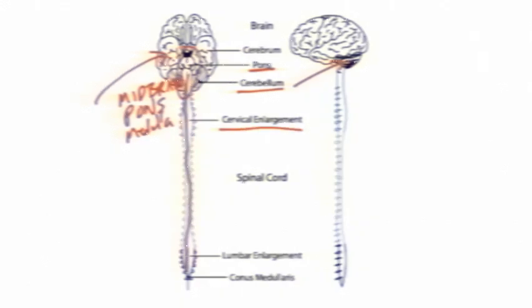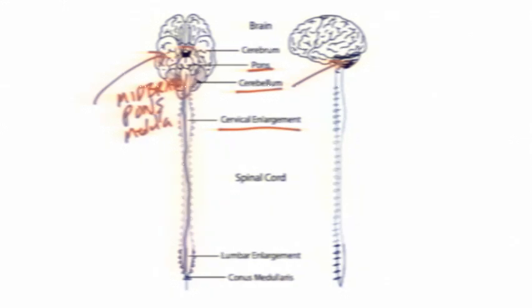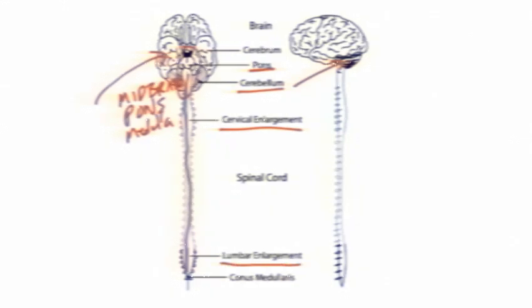You have a cervical enlargement because there's a lot of nerves that are going to the upper extremities. And then here in the lumbar region, you have the lumbar enlargement because there are a lot of nerves that are going to the lower extremities. At the very end, you've got the conus medullaris. So this is just a basic overview so we can get started with the spinal cord.